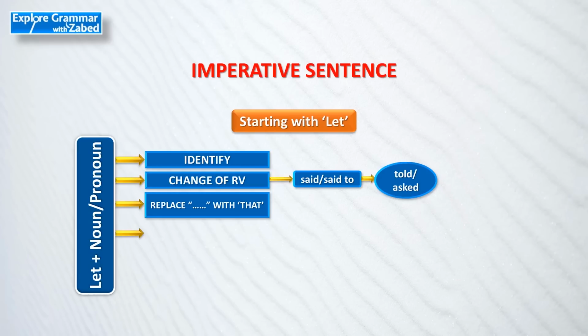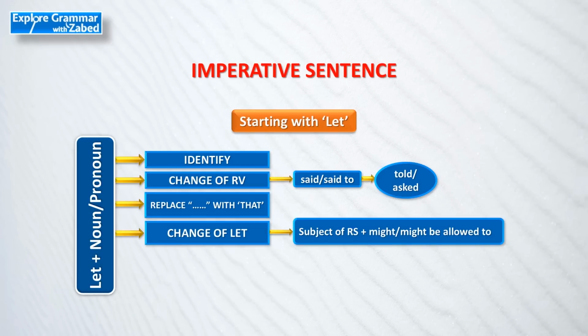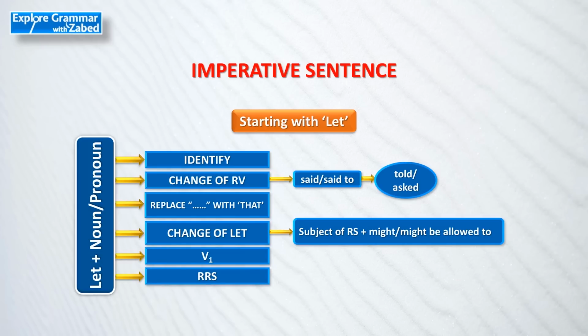Fourth step is to change let. And the structure will follow here. First the subject of the reported speech, then might or be allowed to. Fifth step is to write the verb of the reported speech in present form. And finally, we'll write the remaining part of the reported speech.